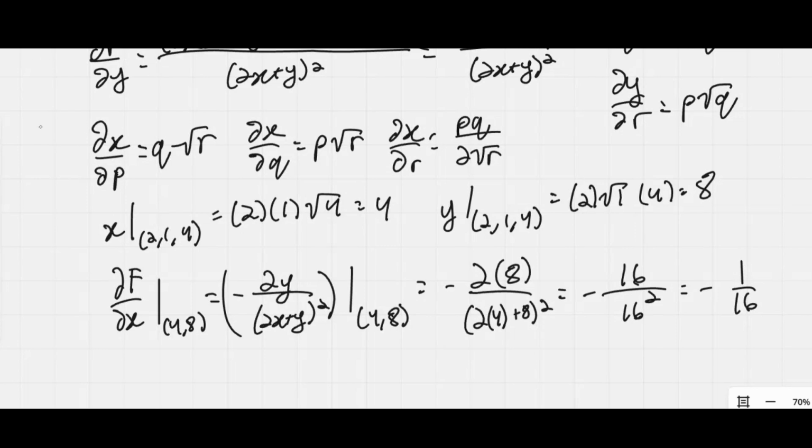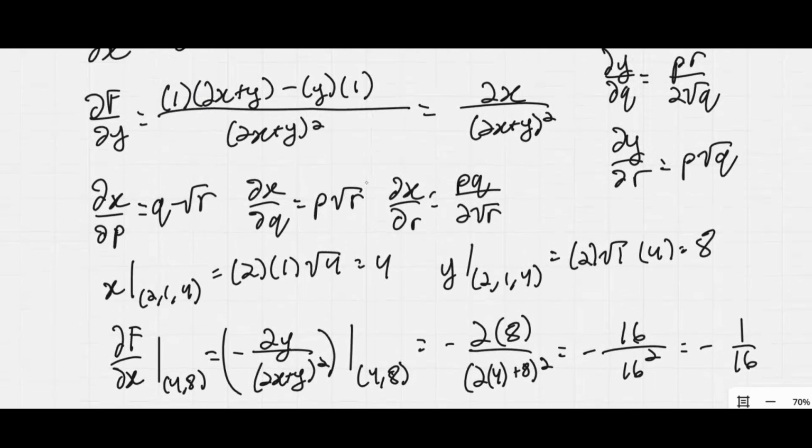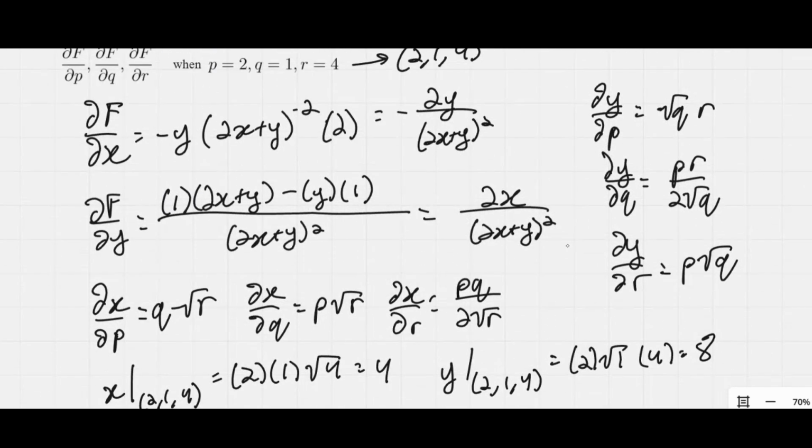Now we have to do that with the partial of f with respect to y. So let me write that down really quickly. So we're going to have f with respect to y at the point 4, 8. I'm going to once again recall our expression for del f, del y.